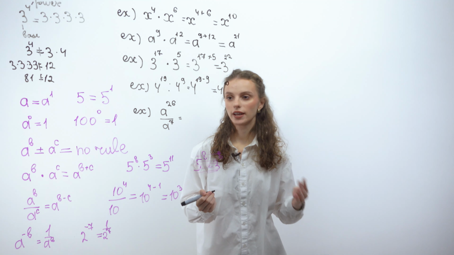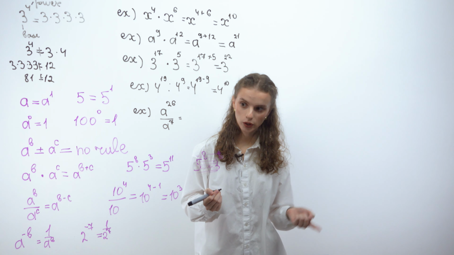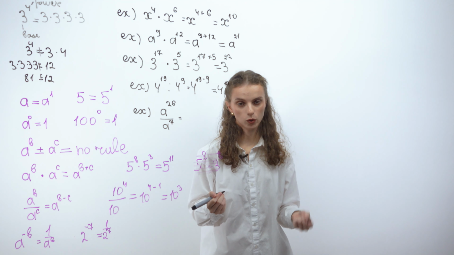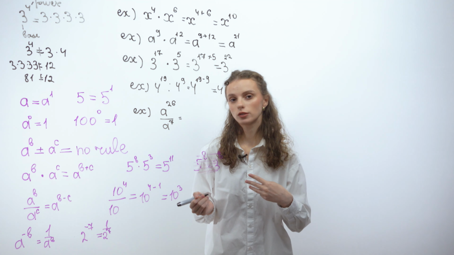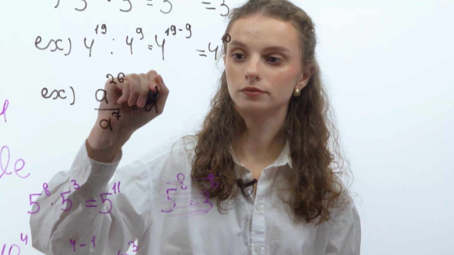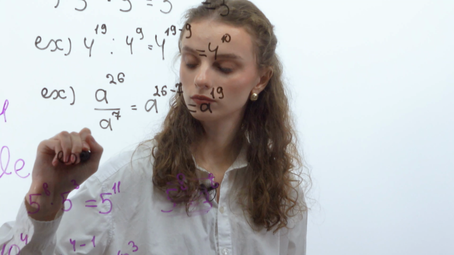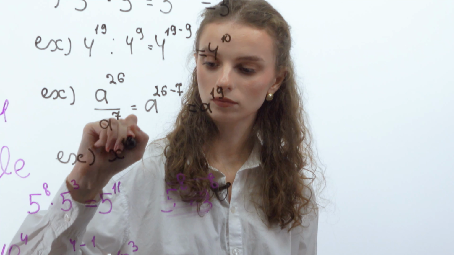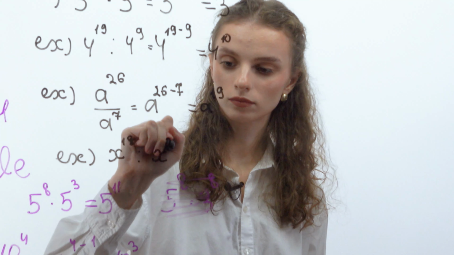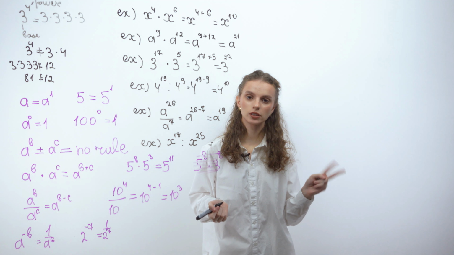In the next example, I have a to the 26th power over a to the 7th power. What is going to happen with the power? We're going to subtract them. So 26 minus 7, and your final answer is a to the 19th power. Here we have x to the 18th power divided by x to the 25th power. What is going to happen with our powers? We are going to subtract them.